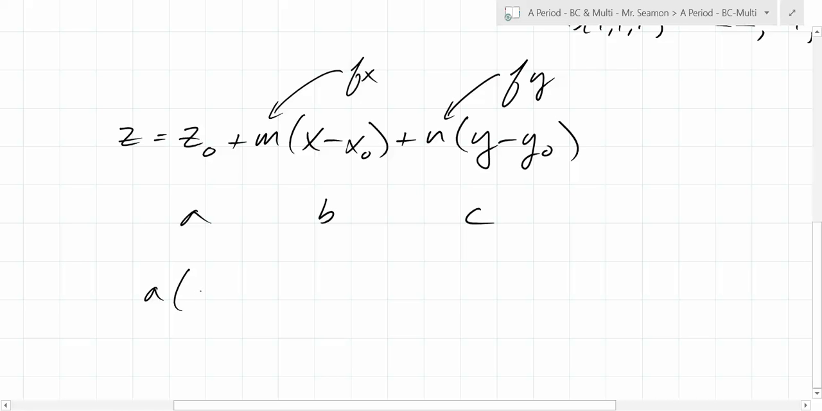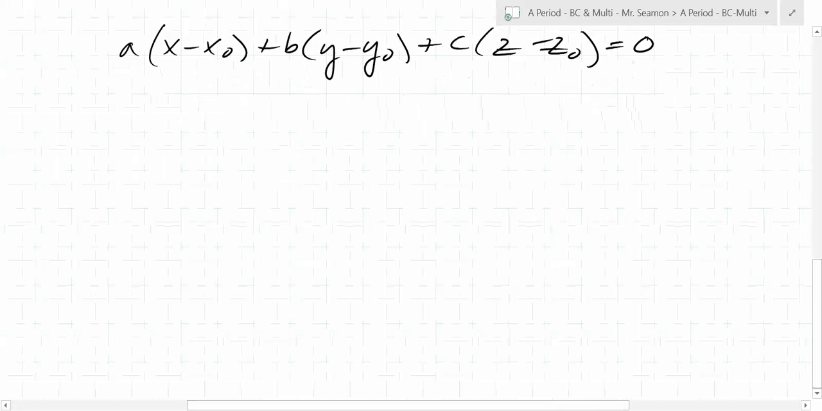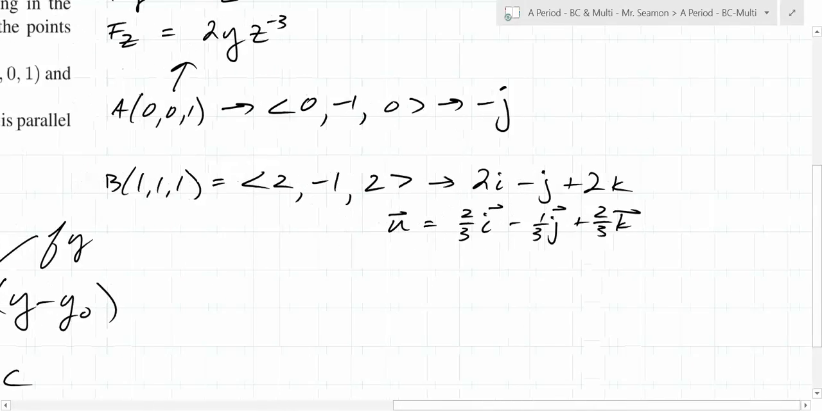A times x minus x naught plus b times y minus y naught plus c times z minus z naught equals 0, right? Exactly. So either one you can use, it's going to be fine. Actually, let's do one of these out here. Let's use this one right here. Relatively sure that's the case. So which one do you want to do?